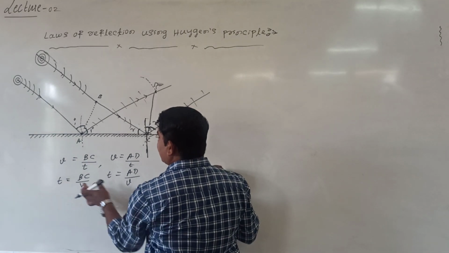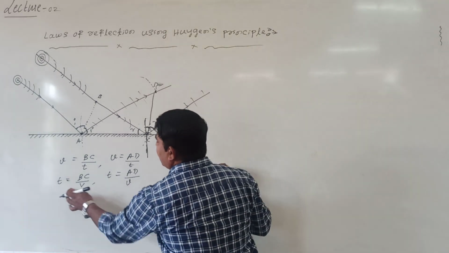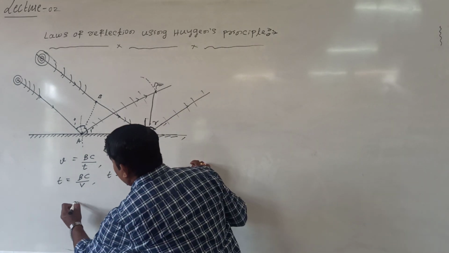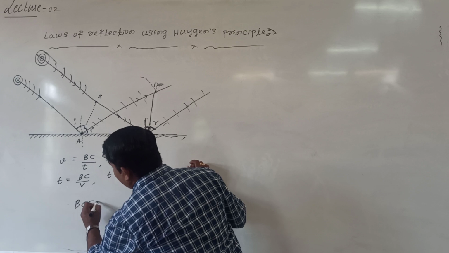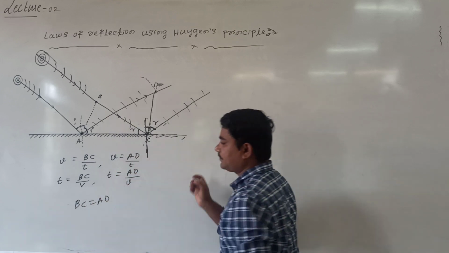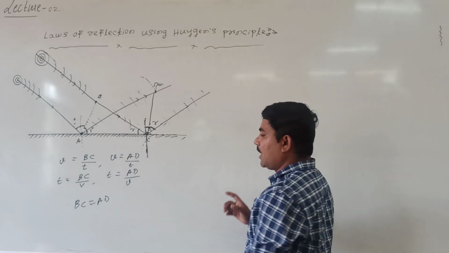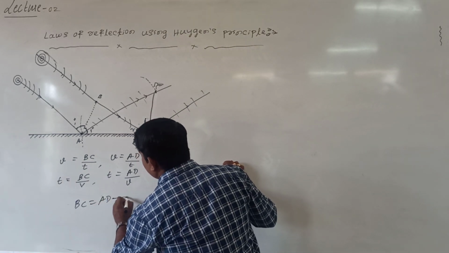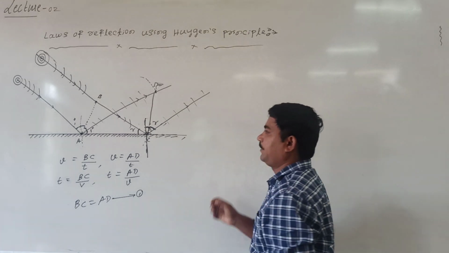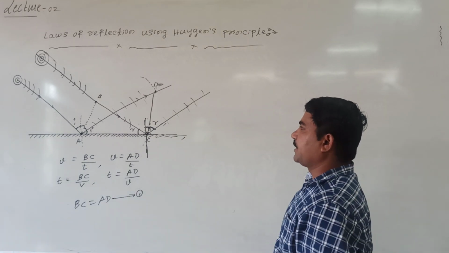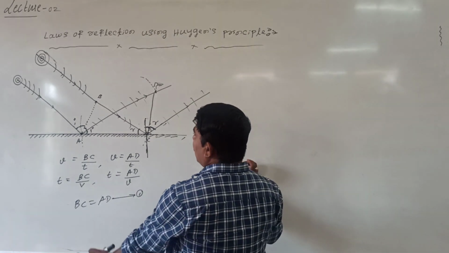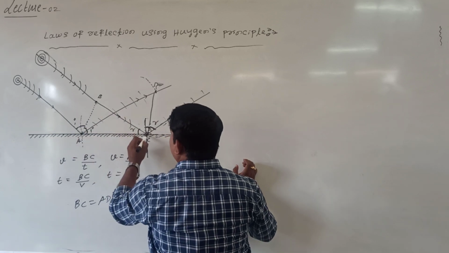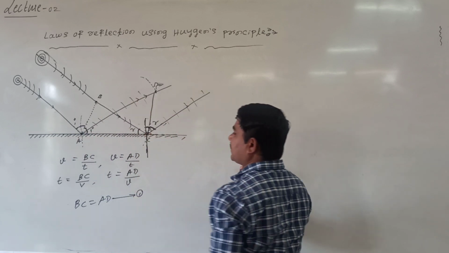So compare both here, here also t, here also t. From this value and this value, you can prove that BC is equal to AD. Now simply I can call this equation number 1. We got BC is equal to AD, equation number 1. Then look at me. Two triangles are there. I can take ABC as one triangle, ADC as another triangle.